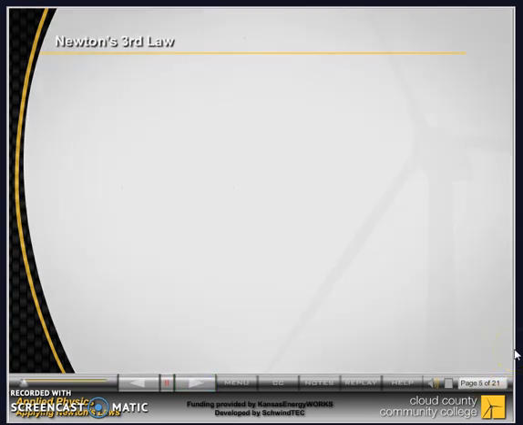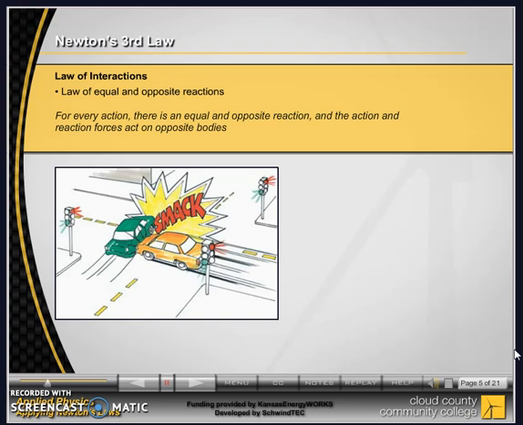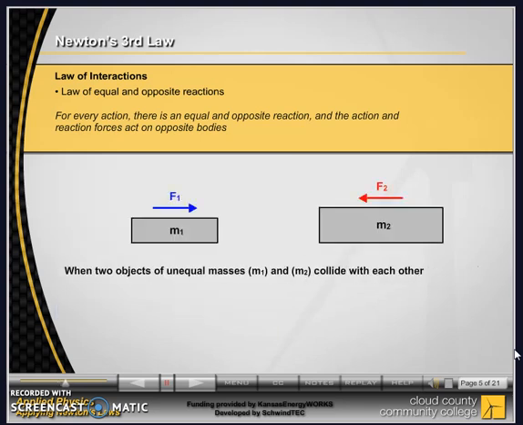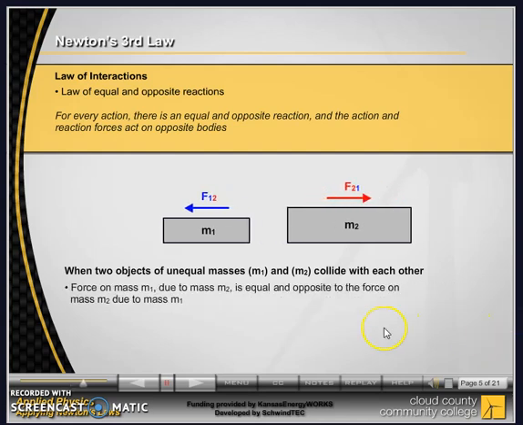Newton's third law is the law of interactions, aka equal and opposite reactions, which states, for every action there is an equal and opposite reaction, and the action and reaction forces act on opposite bodies. For example, when two objects of unequal masses, m1 and m2, collide with each other, the force on mass m1 due to mass m2 is equal and opposite to the force on mass m2 due to mass m1.